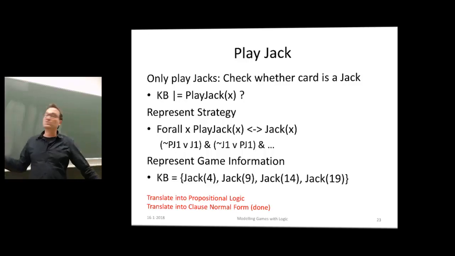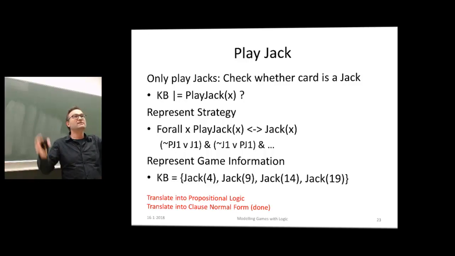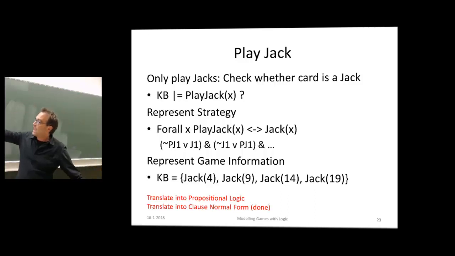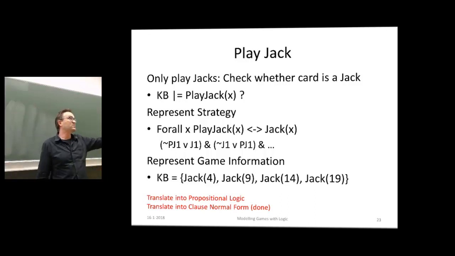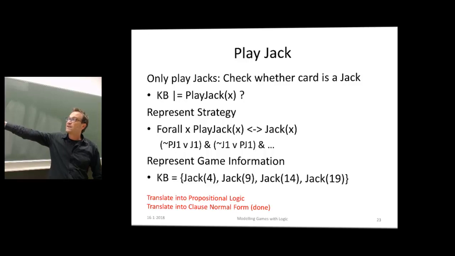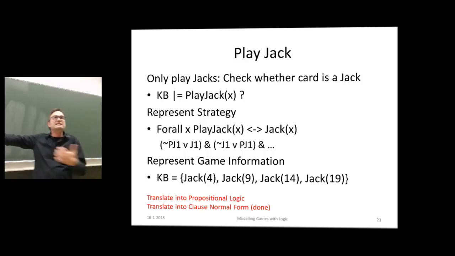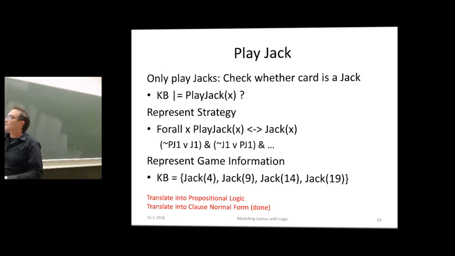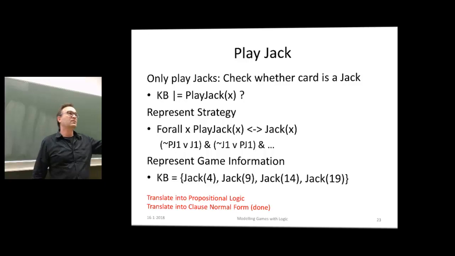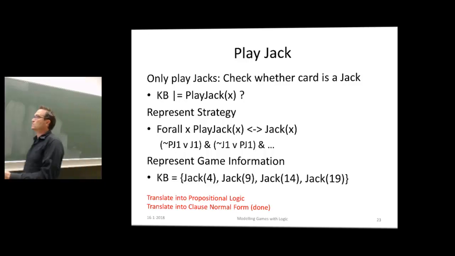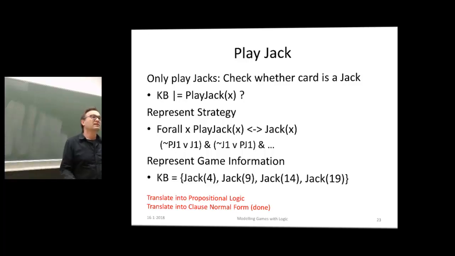And all I now need to do is when I have a card on my hand, card with the index number 5, I have to add it in a negated form to my knowledge base to check for satisfiability. As I said, it's a proof by refutation. So I want to show whether play jack of 5 is entailed by the knowledge base. And as you can see, easily it is not, because the only thing we know in our knowledge base is that 4 is a jack, 9 is a jack, 14 is a jack, and 19 is a jack, and 5 is not. And if we encounter the 4, then the answer will be yes.